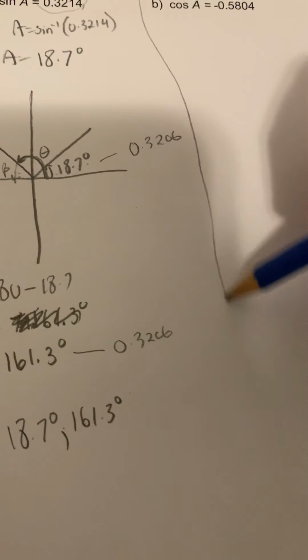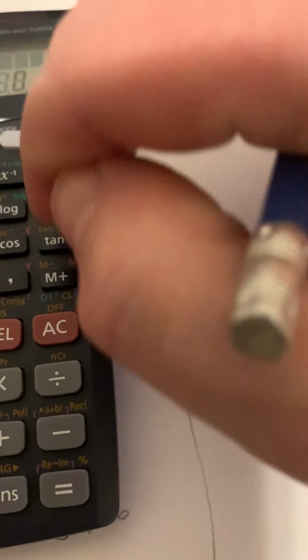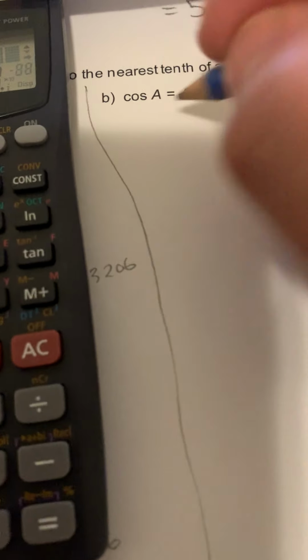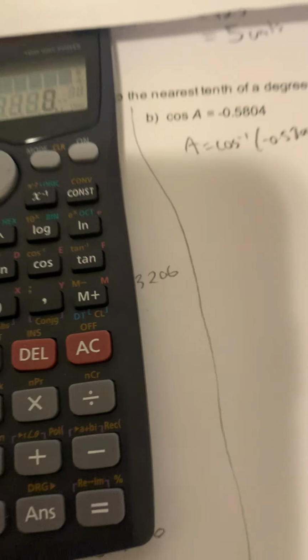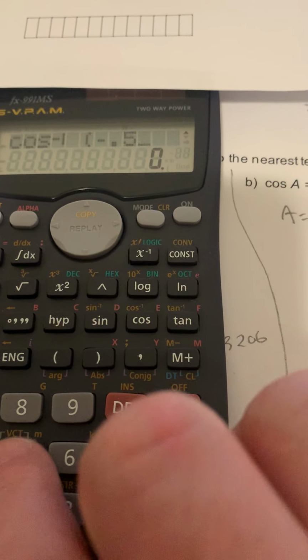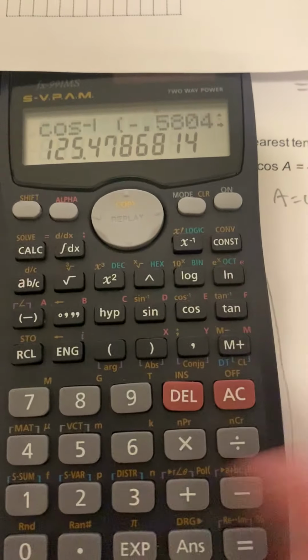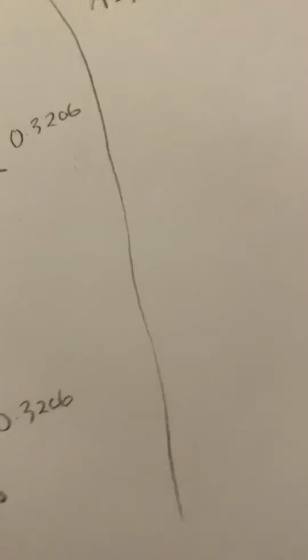Okay, now moving on to B. So we have cos A equals negative 0.5804. Let's see what happens when we plug this into the calculator. We press shift cos, because remember we're solving for A, so we do inverse. Cos inverse of negative 0.5804, and we get the answer of 125 degrees. So in this case, A is 125 degrees.